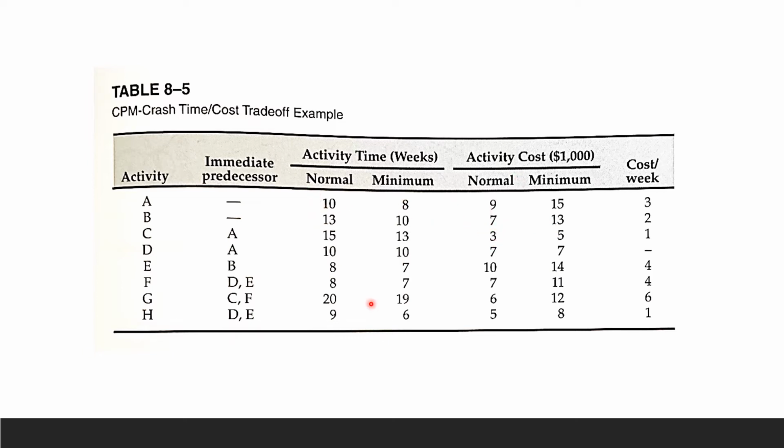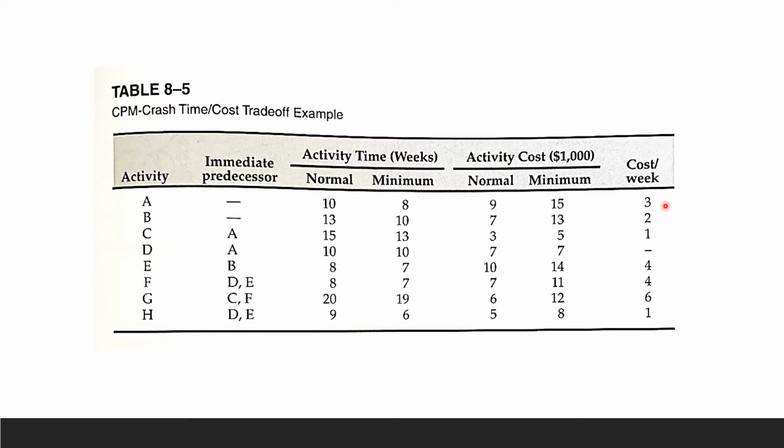So anyway, let's come back here, and that's all I want to show you. And here, these are your cost per week. If you pay attention here, we have the activity there, and the intermediate predecessors showing which one comes where. And here is your time, and pay attention to the units right there. The units right here are weeks. So going normal and then going minimum, and then we have activity cost in thousands, and then we have our cost per week.